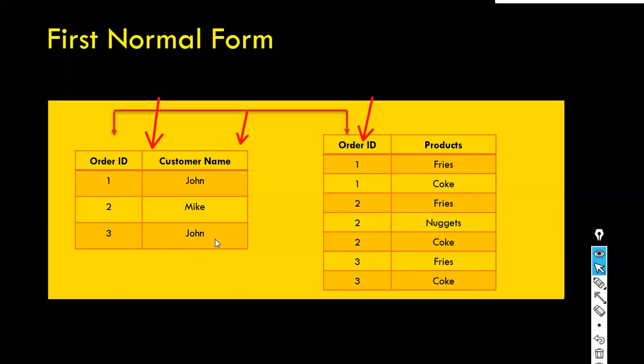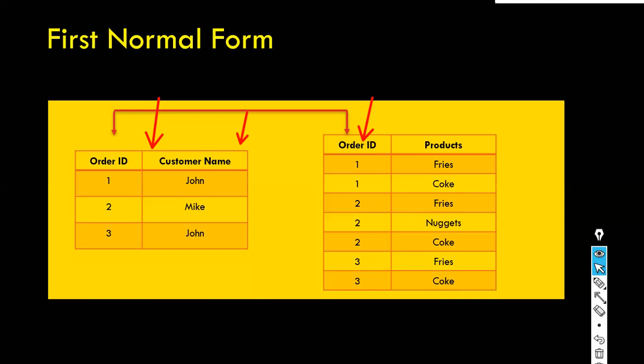Okay, so now you understood how to create a relationship between the tables. How do we create a relationship between tables? You need to identify the common column between the two tables. With that common column only, you can create the relationship. Number one. Number two is, why should I create a relationship between the two tables?